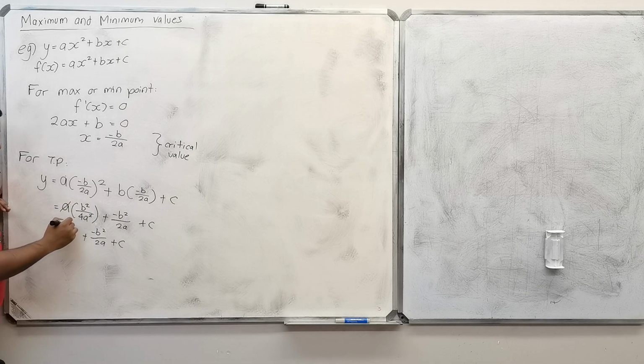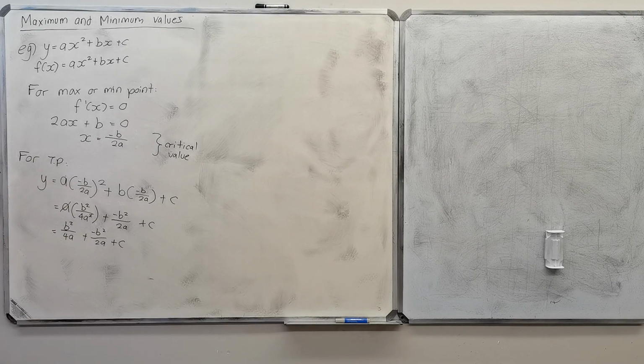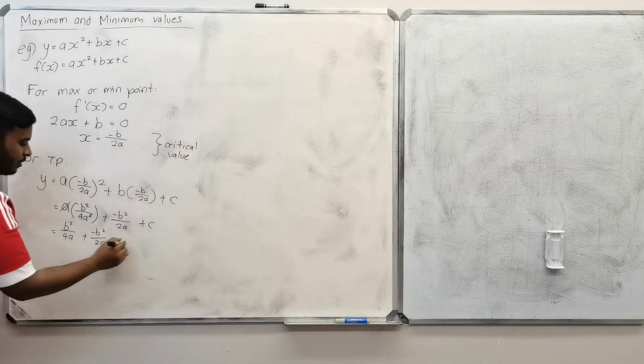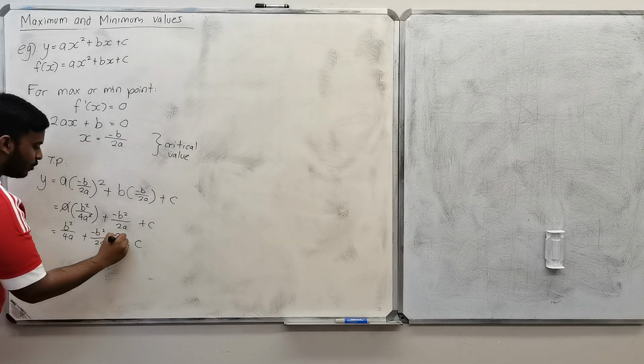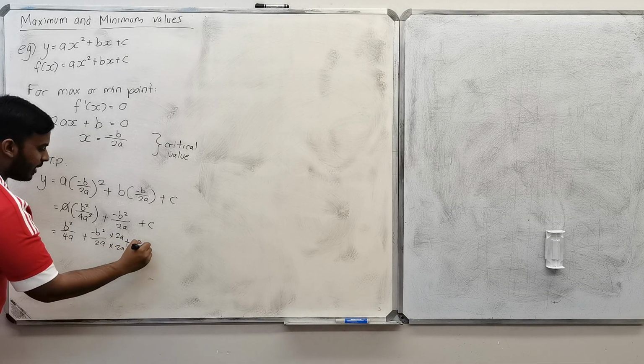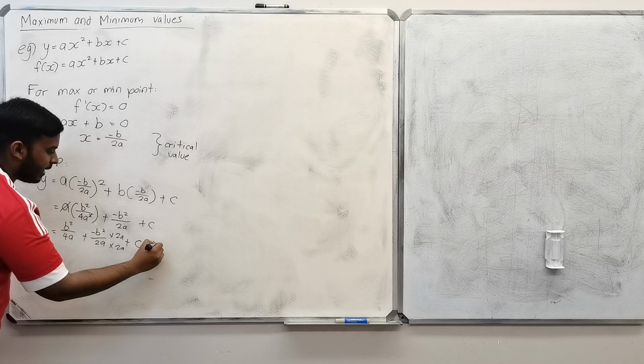Now would you continue solving for this? You have to look for a lowest common denominator, right? Which would be 4a in this instance. So to get this to 4a, you would have to multiply here and here by 2a and multiply the top and the bottom, right?